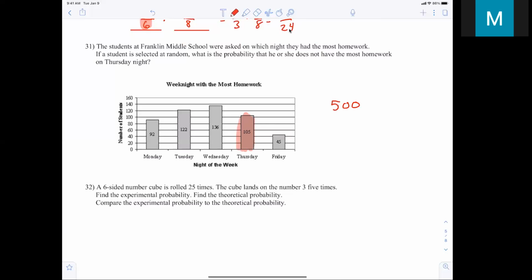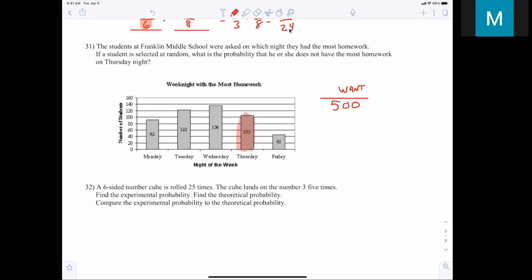All right, so now you got to be careful here because it says, what is the probability that she does not have the most homework on Thursday night? All right, so what do I do if I do not want to have the most homework? What would I have to do? You'd have to divide the. Now remember, this in your fraction, Molly, come on. This is what you want.